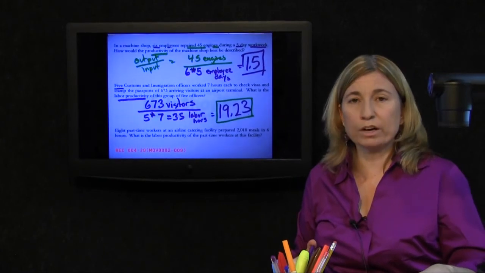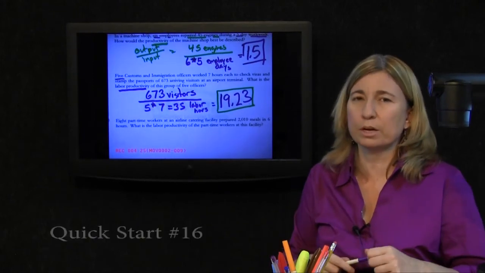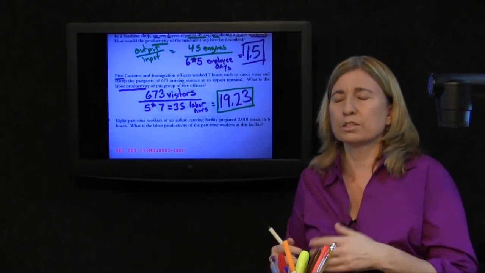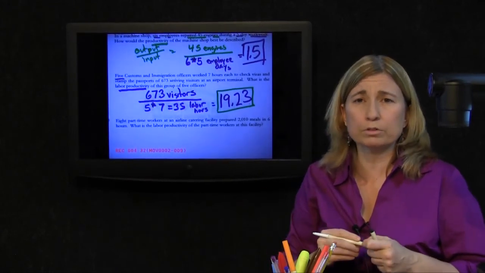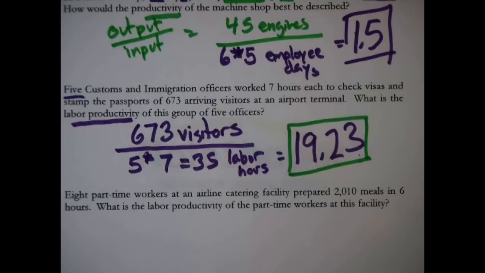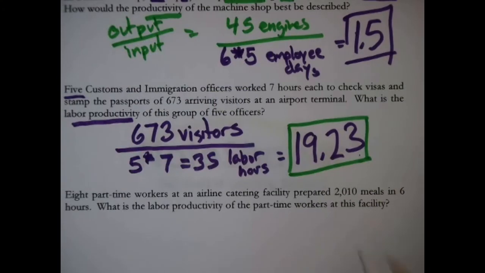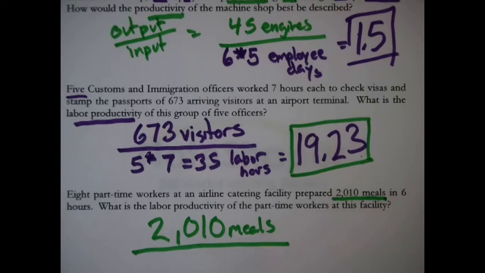The next question is also a labor productivity question. So it's going to follow that same template. There's going to be some kind of product in the numerator, and there's going to be labor hours in the denominator. What does it say? 8 part-time workers at an airline catering facility prepared 2,010 meals. There's your output. 2,010 meals in 6 hours. What is the, right, and it's asking by name for the labor productivity.